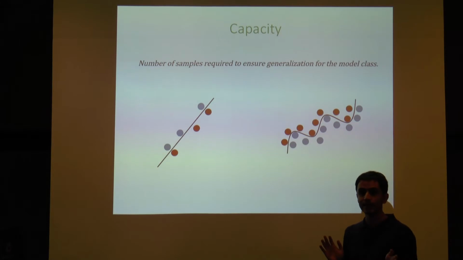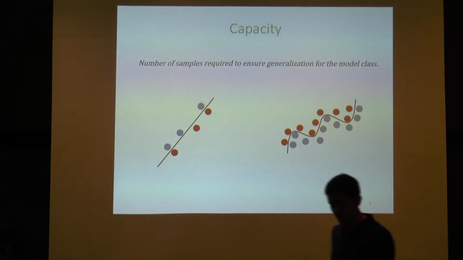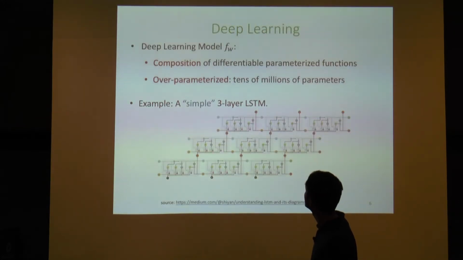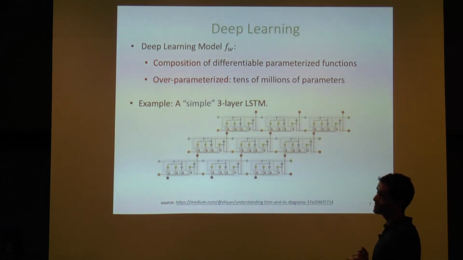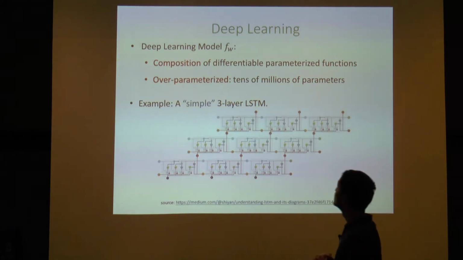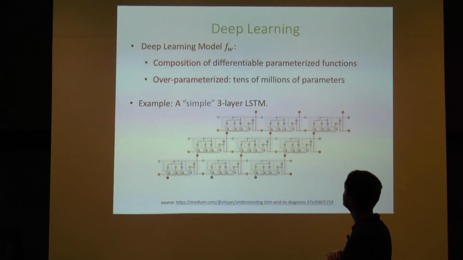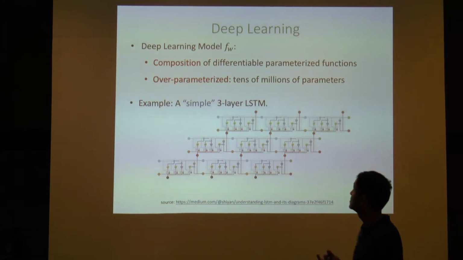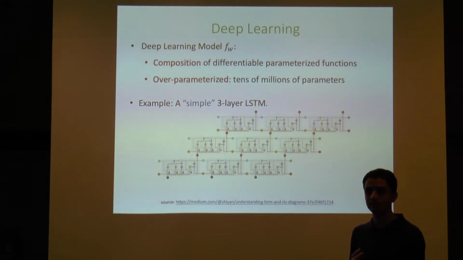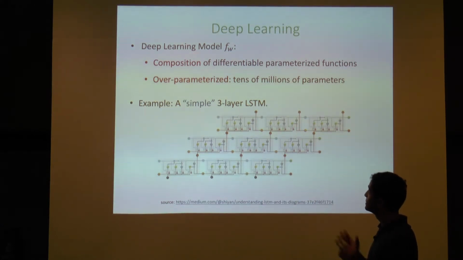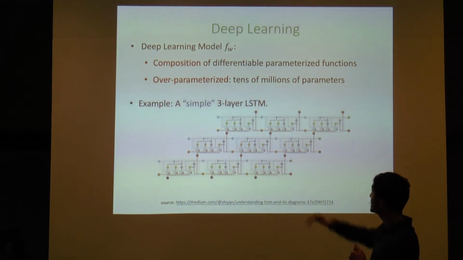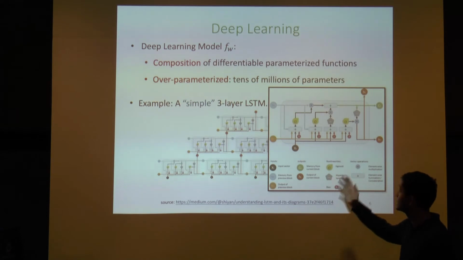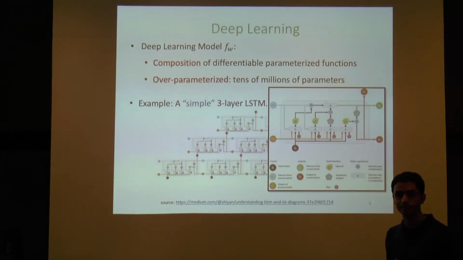Okay, so we talked about learning. Since we want to study deep learning, we should also talk about what deep learning means. There's a discussion about what deep learning means, but I think deep learning is about composition of differentiable parameterized functions. So the composition is important. They are differentiable, they are parameterized, and they have many parameters. For example, here you see a simple 3-layer LSTM model. It has many components, and if you open up each component, it has several other components inside it. Some of them have parameters, some of them don't.